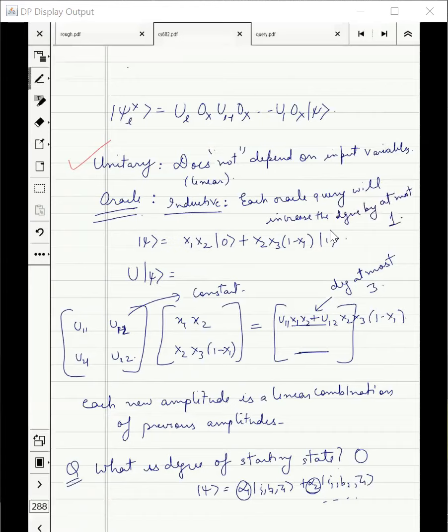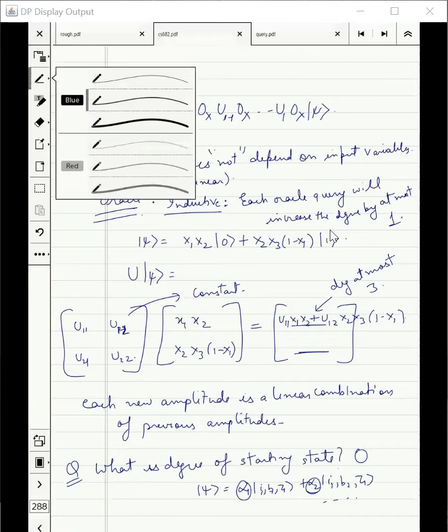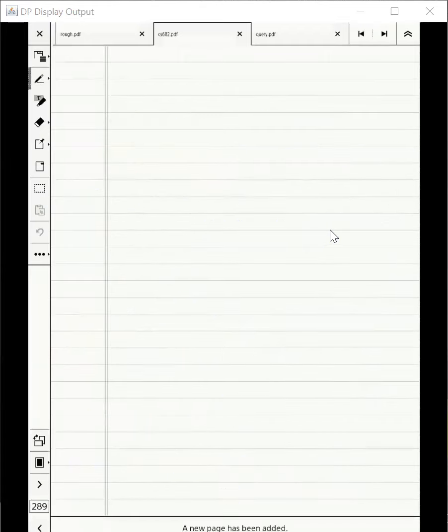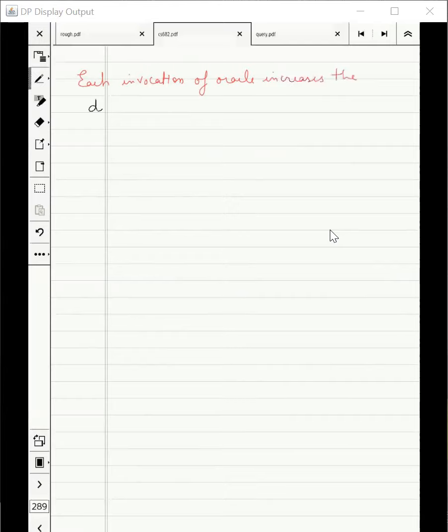So is it clear that if I prove this, then I'm done? For the proof of main idea, the only thing I need to prove now is this statement: each application or invocation of the oracle increases the degree of amplitudes by at most 1. This is in some sense our main idea now.